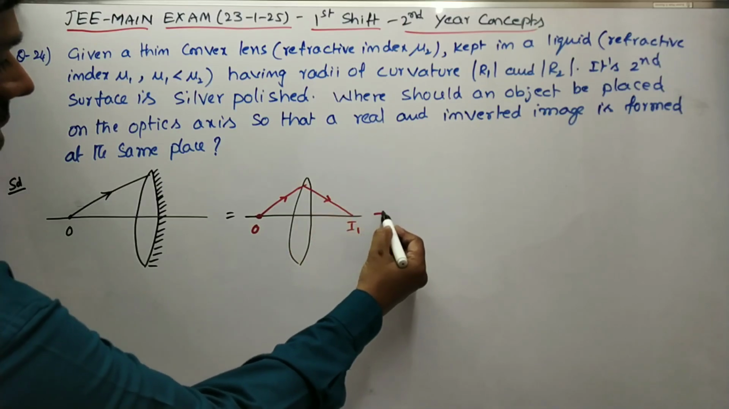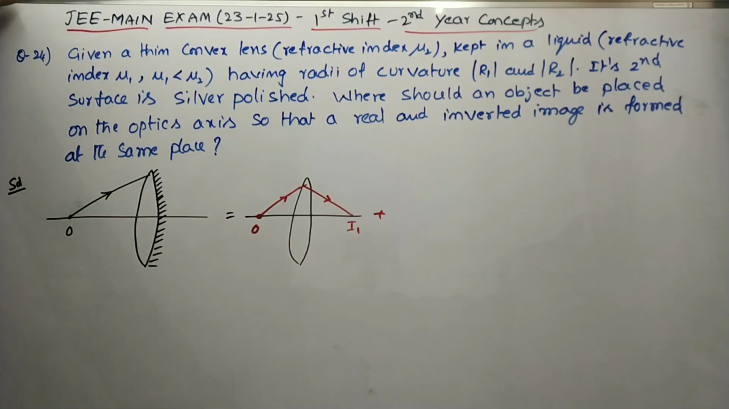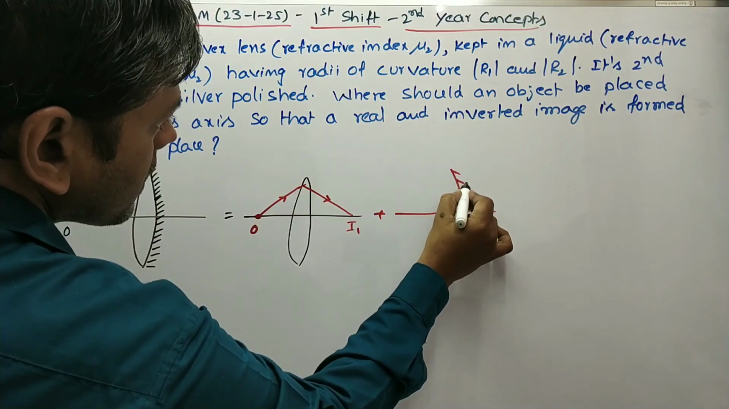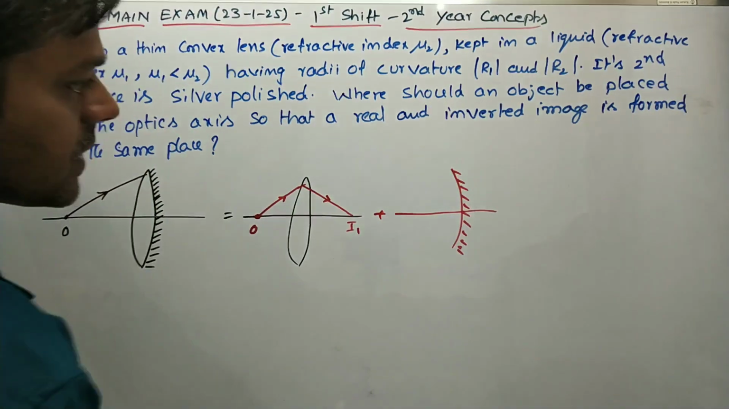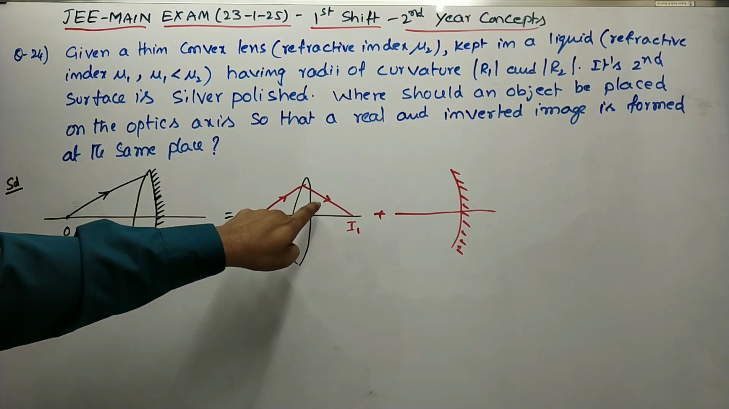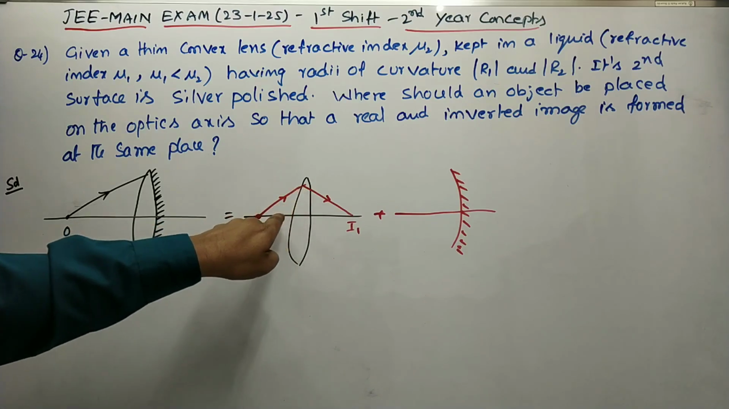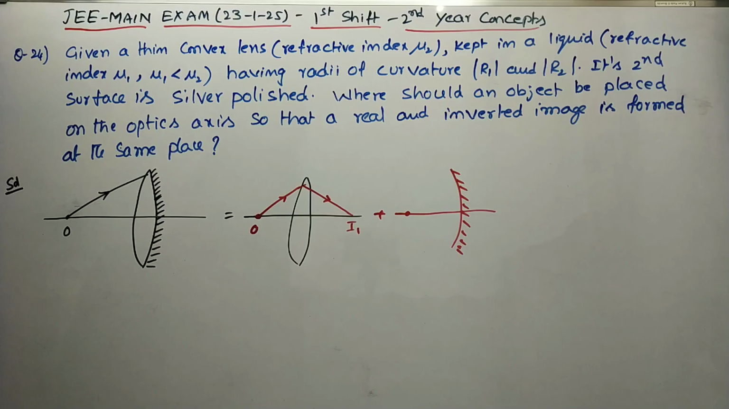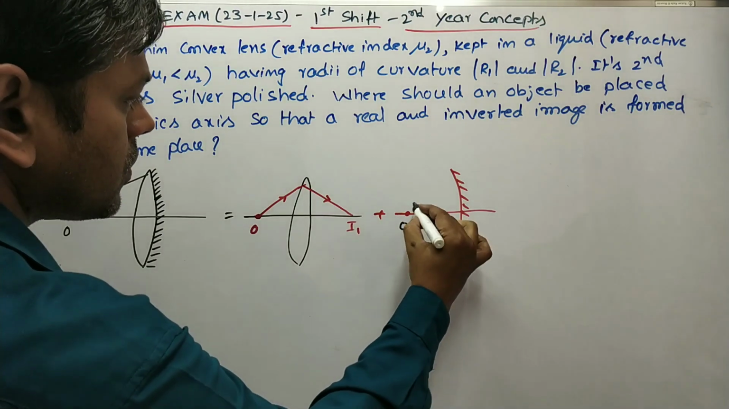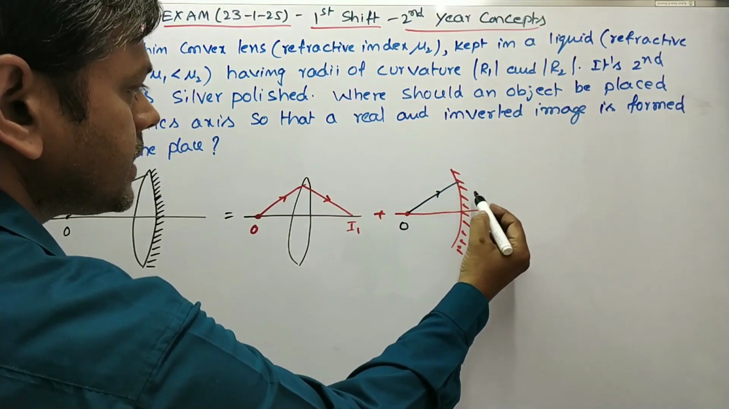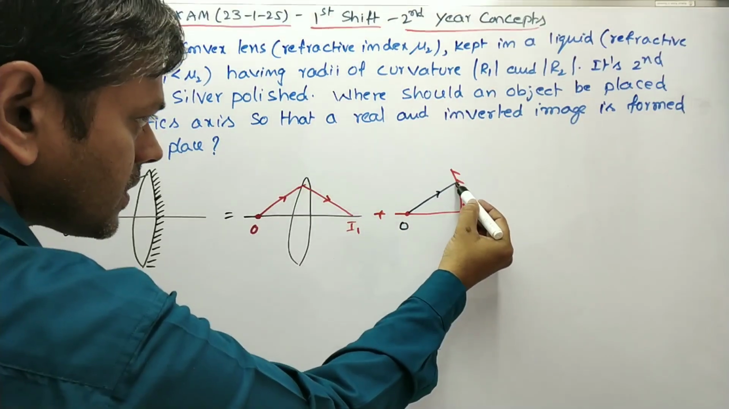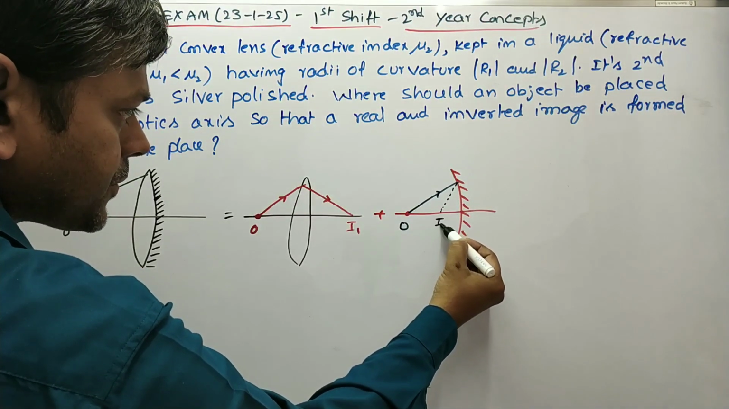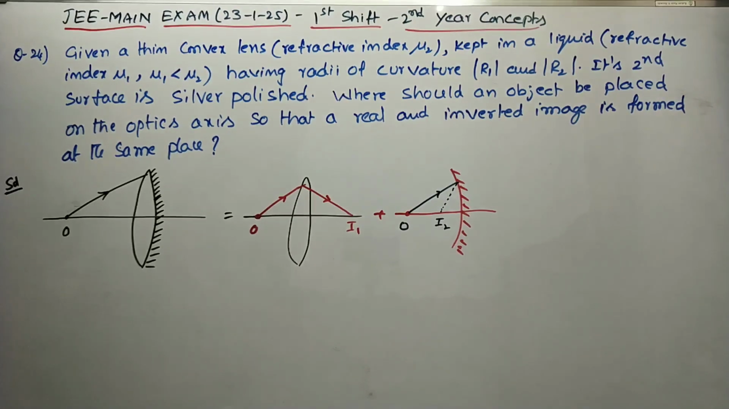But its second surface is silvered. So what happens if the second surface is silvered? The light is reflected back. The object is the same, but since the second surface is silvered, it is reflected back and forms its image at I2.